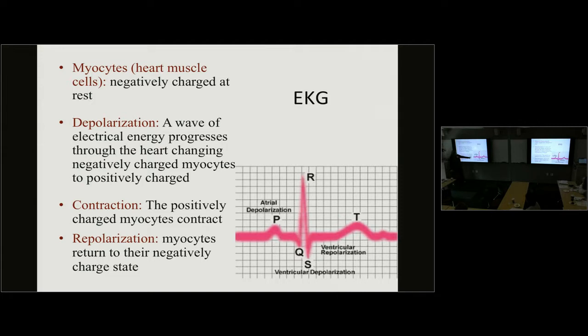And over here, this is showing the atrial depolarization. So what this is telling us is that there's a change in electrical energy of the myocytes from negative to positive, which causes the top part of the heart to contract. Then over here, the same thing happens to the ventricles as this impulse changes the myocytes from negative to positive in the ventricles. You see this on your EKG, it becomes positive. And then this is when it's going back to its normal state.